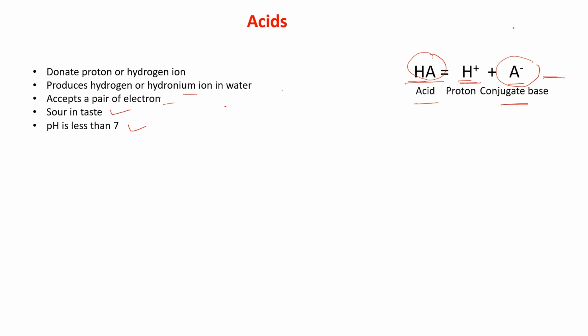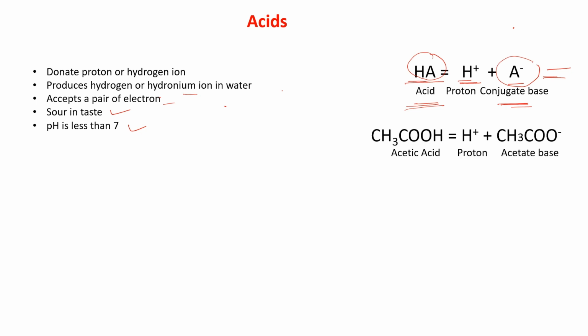Acid is a substance that donates proton, and after donating proton, the leftover part can act as a base because it can now accept a proton. So this combination is known as acid and conjugate base combination. This base is formed from this acid after it donated its proton. Clear? Now let's look at one example.